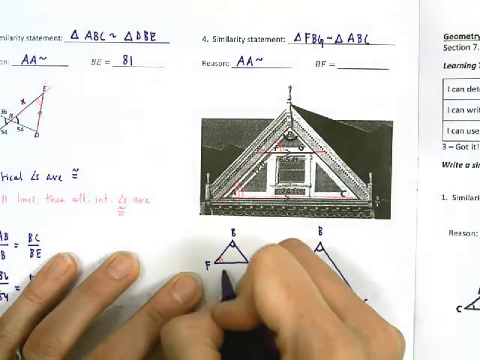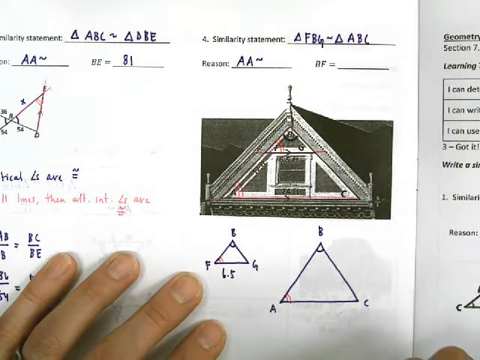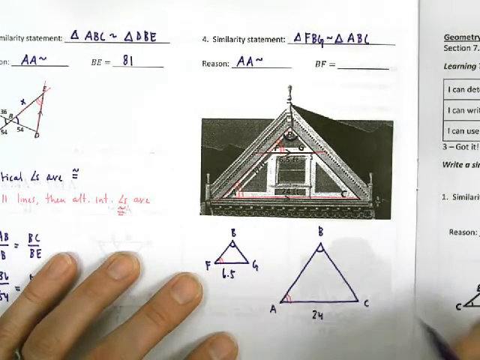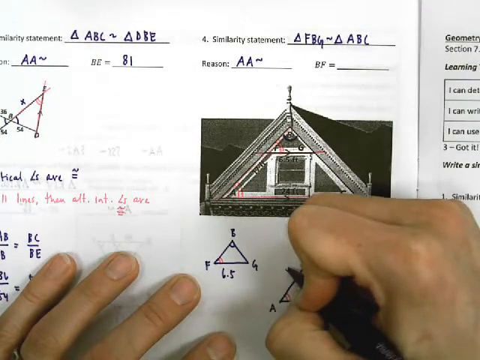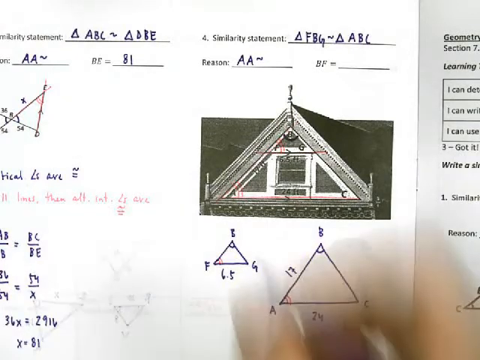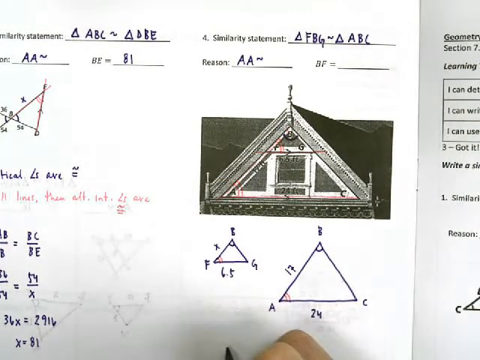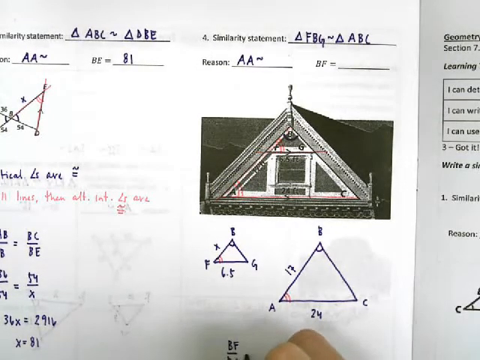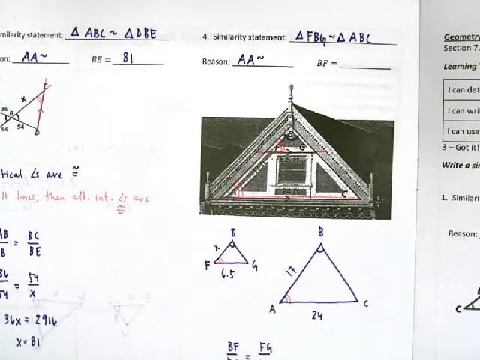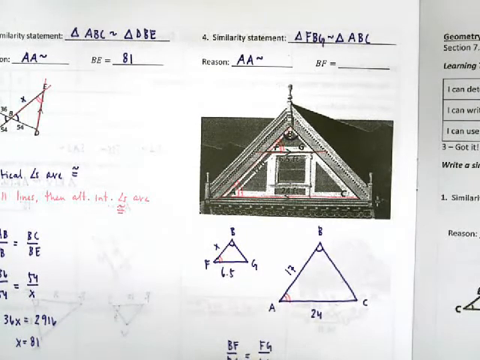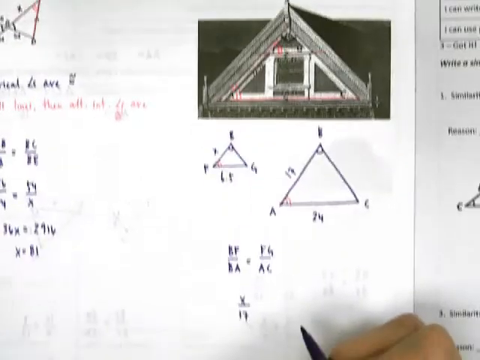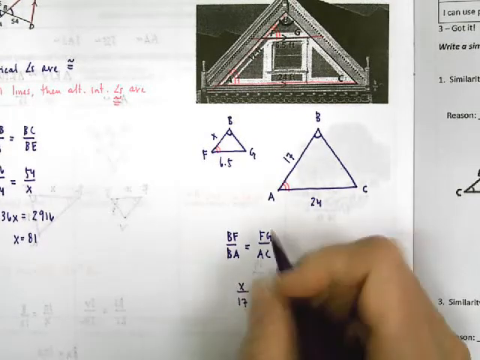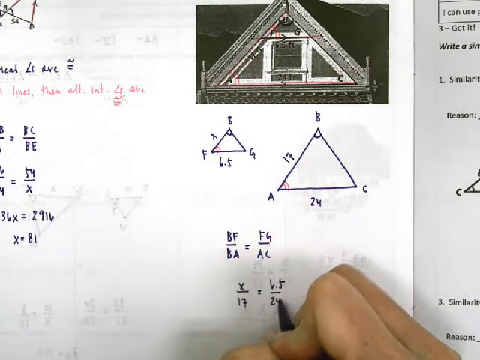Now, if I mark what I know, it looks like this is 6.5. This is 24. And it looks like the whole length of the big triangle is 17 here. And I'm trying to find BF. So again, I know that BF corresponds to BA. That ratio has to be the same as the ratio of FG to AC. So I have x over 17. Sorry, I've gone off the page again. X over 17 is equal to 6.5 over 24.